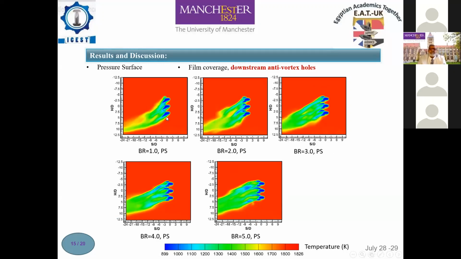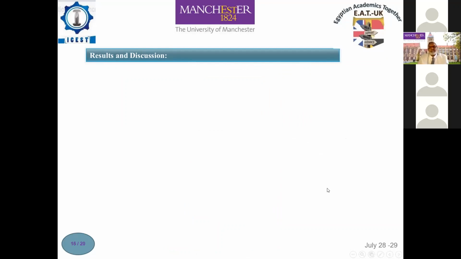For the downstream anti-vortex holes case, the exit of the side holes are placed downstream of the main hole as shown in this figure. The trend of this case looks similar to that of the in-line case for different values of blowing ratios.